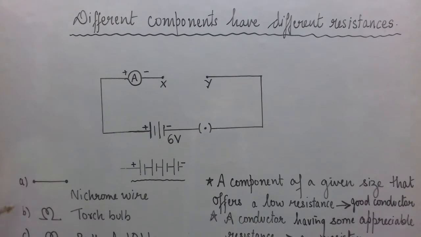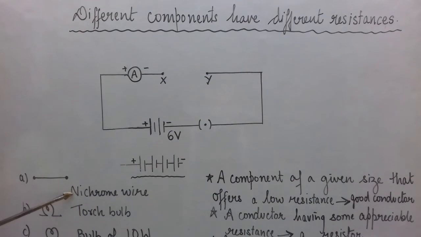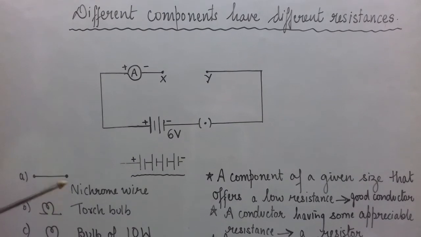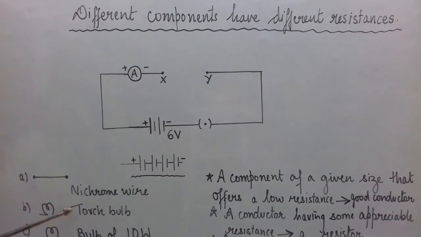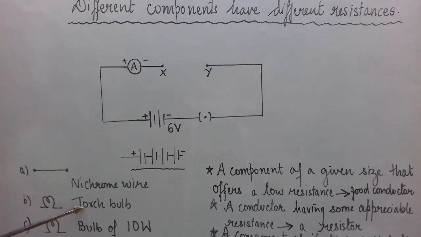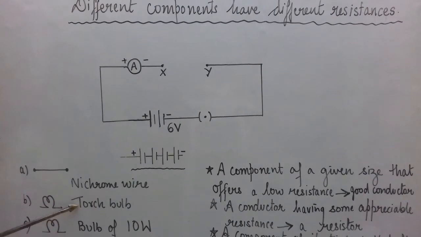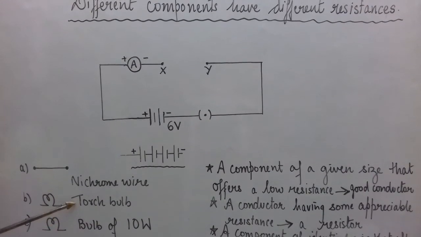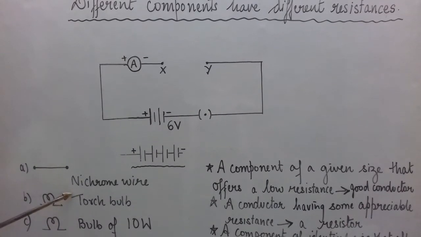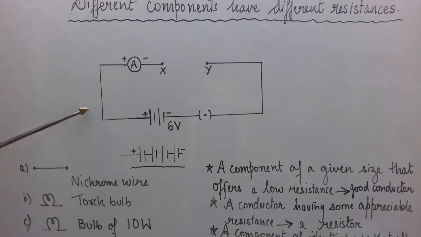Now here I have shown 3 different components. One is nichrome wire. You know nichrome is an alloy. One is torch bulb. One is bulb of 10 watt. Torch bulb usually has low power like 1 or 2 watts. Okay, so these two are bulbs, but this is the torch bulb which is having lower power comparatively, maybe 1 or 2 watts.